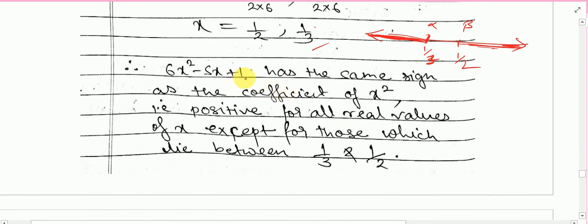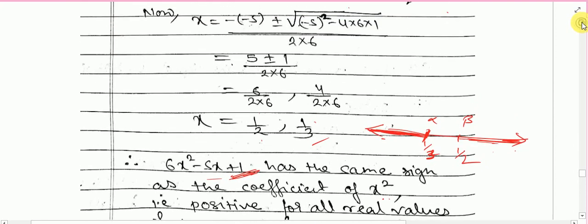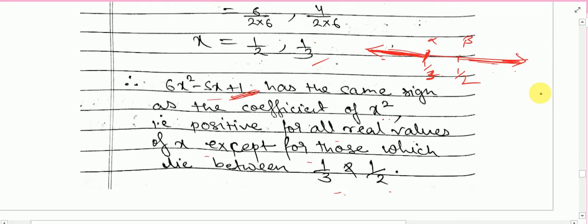So this has the same sign as the coefficient of x square, meaning it will be positive for all real values except those which lie in between. If you take any real number less than 1 by 3 or greater than 1 by 2, you will see that this quadratic function will be positive. So you have to pause the video and copy this. For today we will keep it till here.